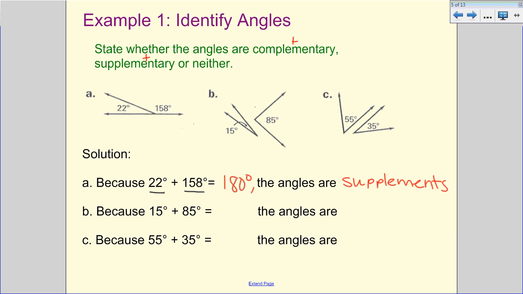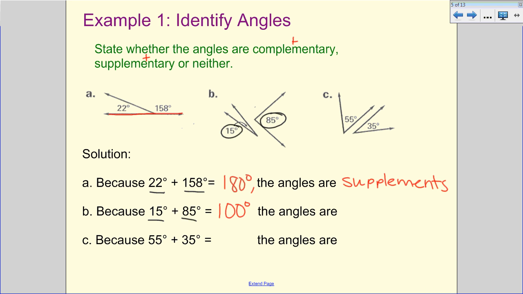And notice they make the straight line that we expect a 180-degree angle to make. If we look at example B, we have a 15-degree angle. We have an 85-degree angle. And when we add those together, we get 100 degrees.